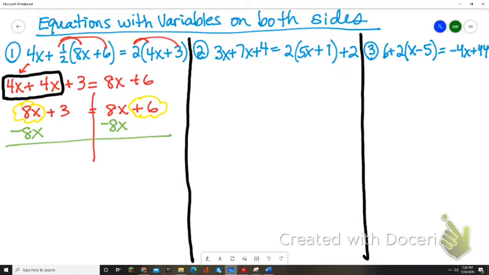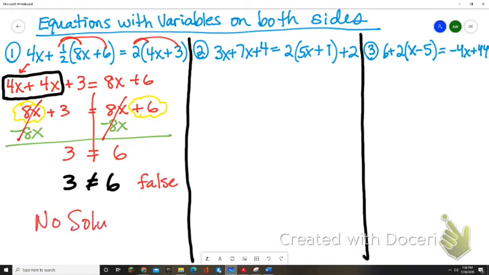And in this problem in particular, what that did for me is it canceled the 8x off of this side and this side. That does not usually happen, so that means this is a special case. We are left with 3 equals 6. And in our life, 3 does not equal 6. $3 does not equal $6. So if you're left with a statement that is false, then that means this problem has no solution. So that's one of our special cases.